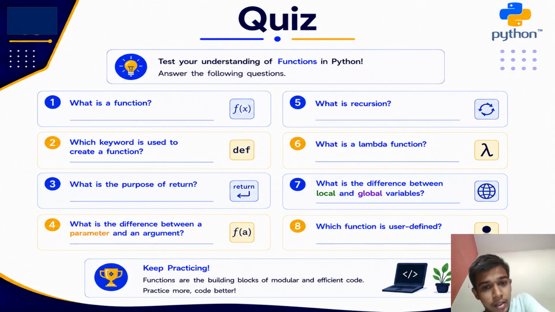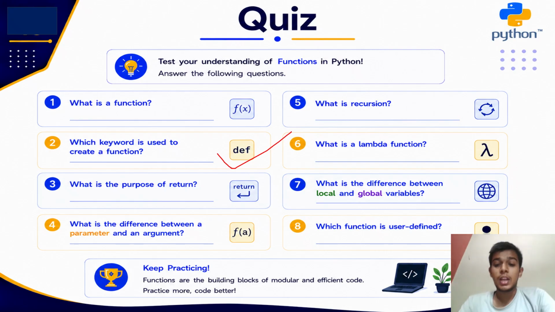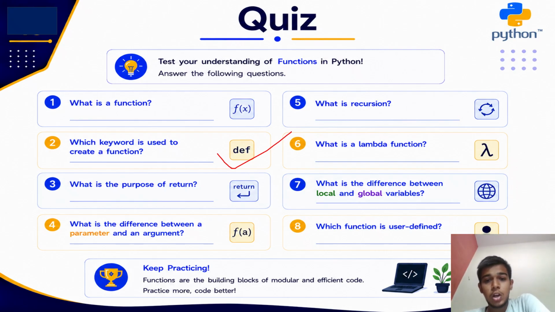You can see the answer here. The def keyword is used to create a function. Now, what is the purpose of the return statement? So the return statement sends a value back from the function to the place where the function was called. It also ends the execution of the function.